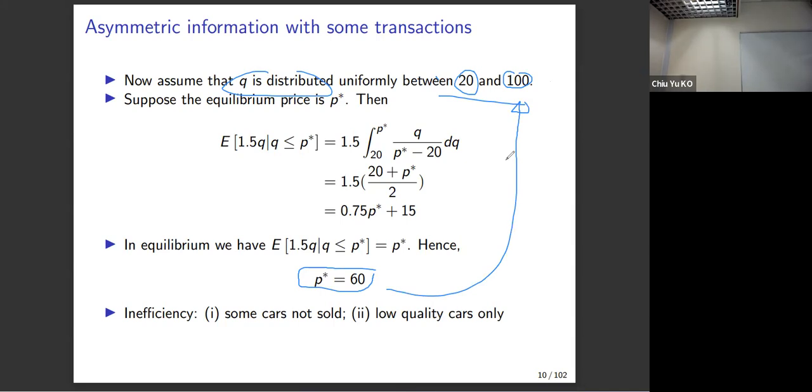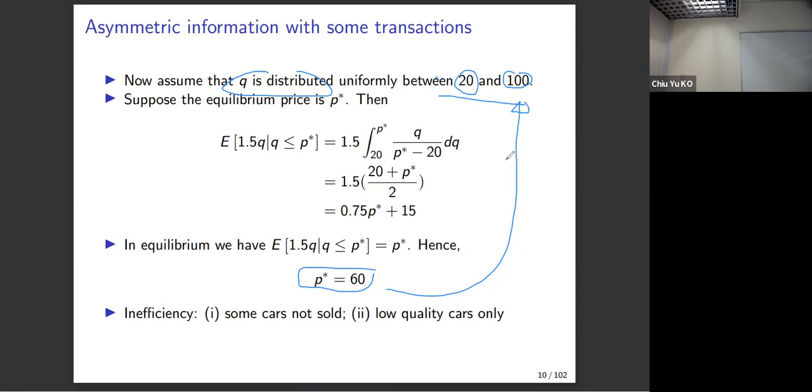And in this particular example, you see only the car from 20 to 60 are sold. If your car's quality is 61, you're not selling, right? From 61 to 100, actually, is not being sold. So basically, the market shuts down.